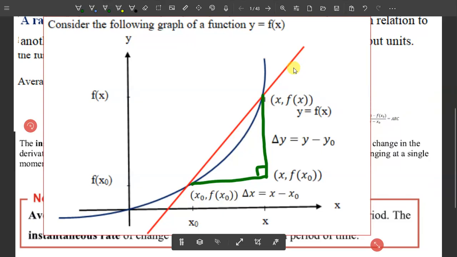Any line that intersects the graph of a function at 2 points is said to be a secant line. We know how to find the slope of a secant line, or the slope of any straight line. Actually, the slope of any straight line is equal to the rise over the run, which means change in y over change in x, and this change in y over change in x will give us the slope of this line.